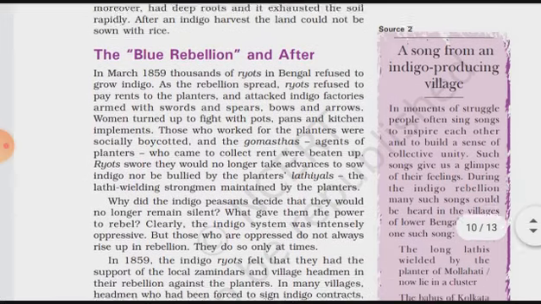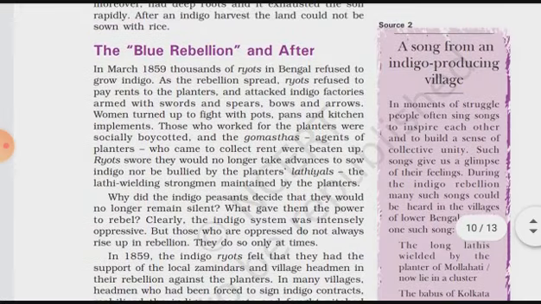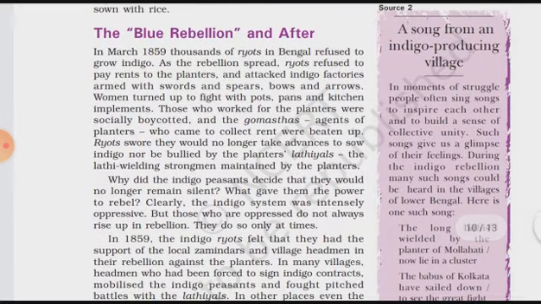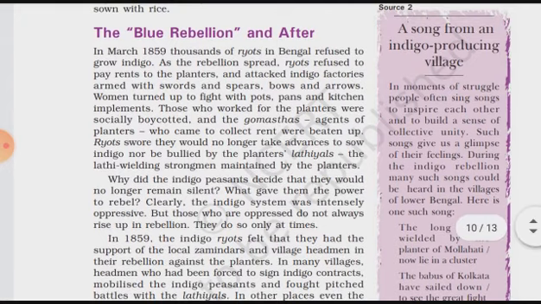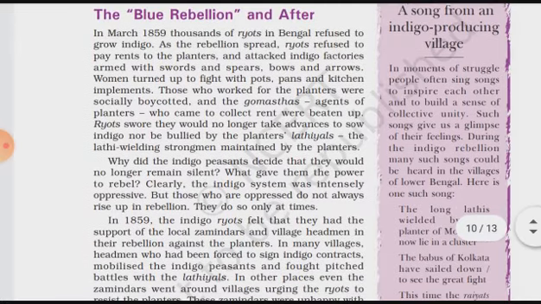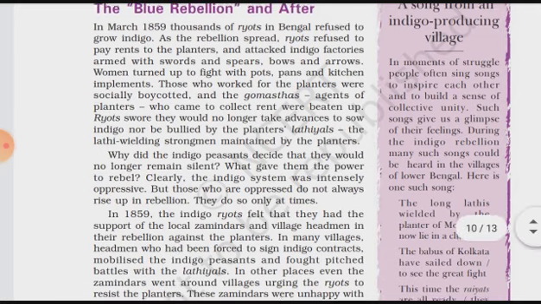Then the Blue Rebellion and after. The Blue Rebellion is related to indigo production. Many of the peasants, farmers and ryots raised their voice against this, and it came to be known as the Blue Rebellion. In March 1859, thousands of ryots in Bengal refused to grow indigo. They didn't want to grow indigo any more in their fields.